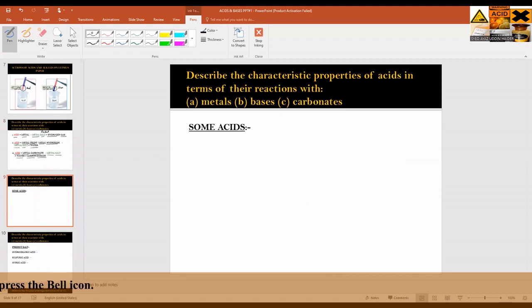Let me write the name of some acids for your convenience. Hydrochloric acid, this acid is produced in our stomach.